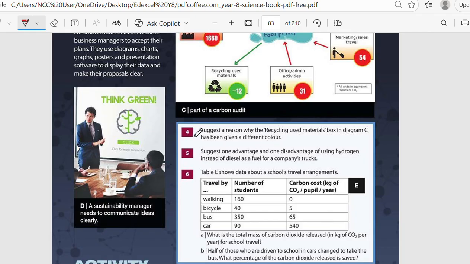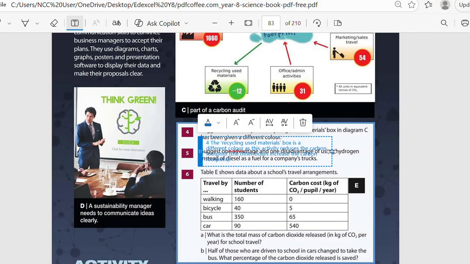Let's go to question 4. Suggest a reason why the recycling used material box in diagram C has been given a different color. So for this answer you can say it's given a different color because it's reducing the carbon footprint. Can you see this answer?